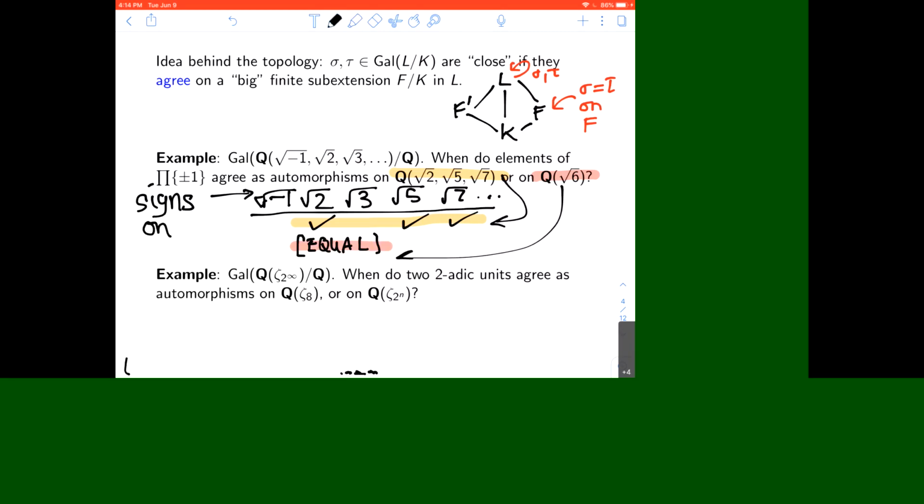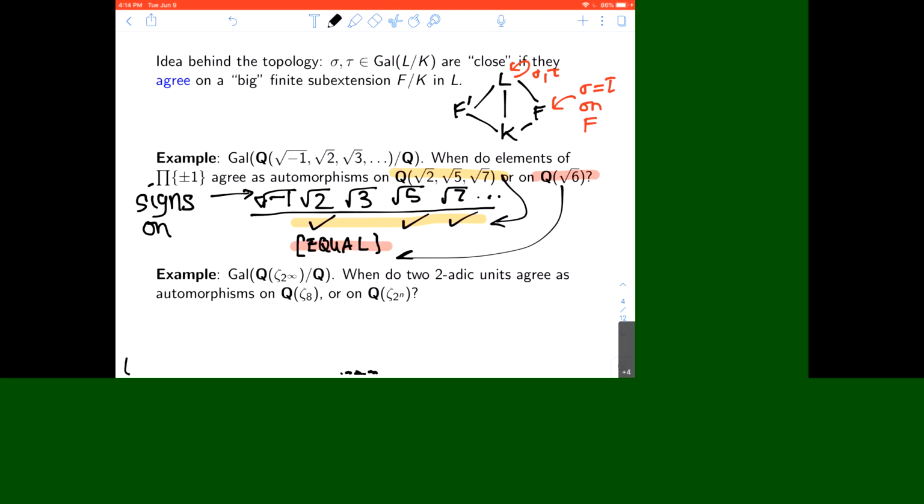So from your experience with topology, this should sound a lot like the product topology, where you put some constraints in a finite number of slots for an infinite product space, and you don't care what happens anywhere else. It's like a basic open set. So we're sort of seeing that phenomenon happening here.